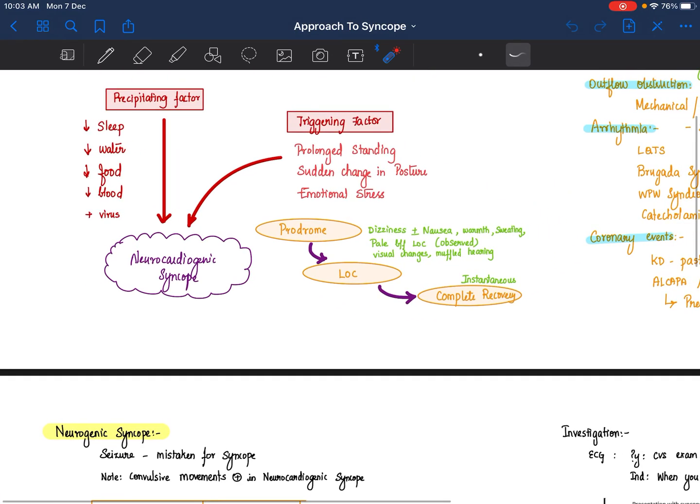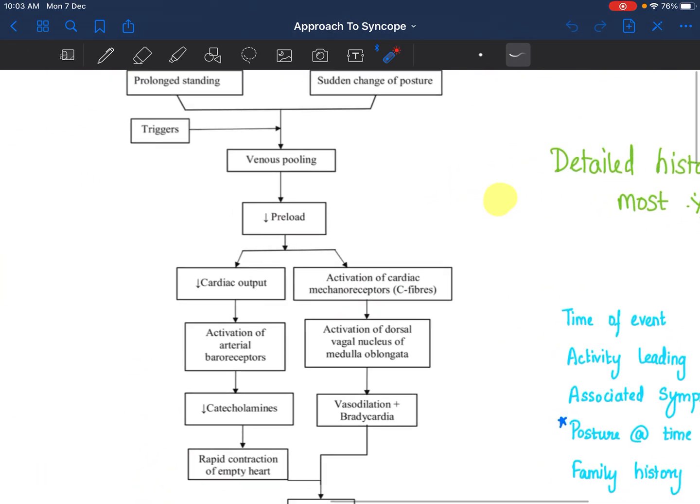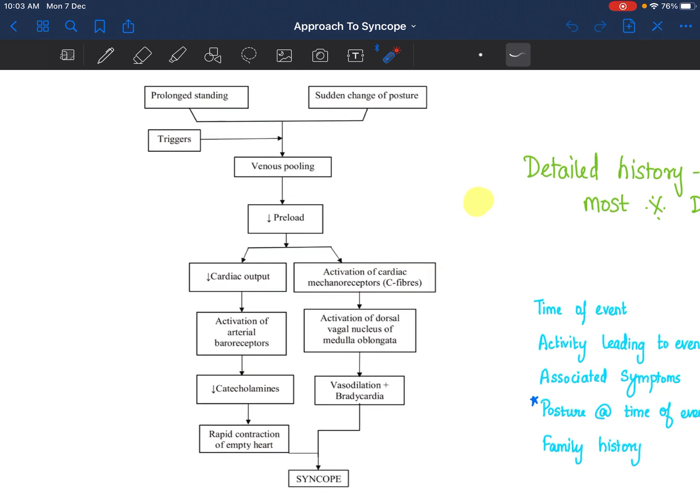So, you have five components in a neurocardiogenic syncope. You have a precipitating factor, you have a triggering factor, you have a prodrome, loss of consciousness followed by a complete recovery. So, why does this neurocardiogenic syncope happen?